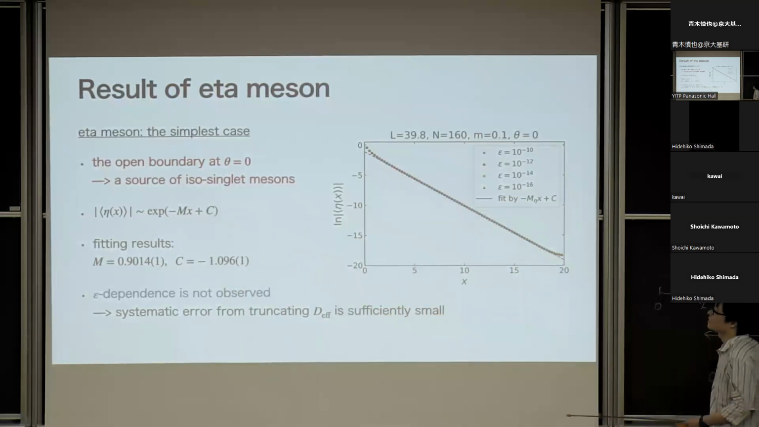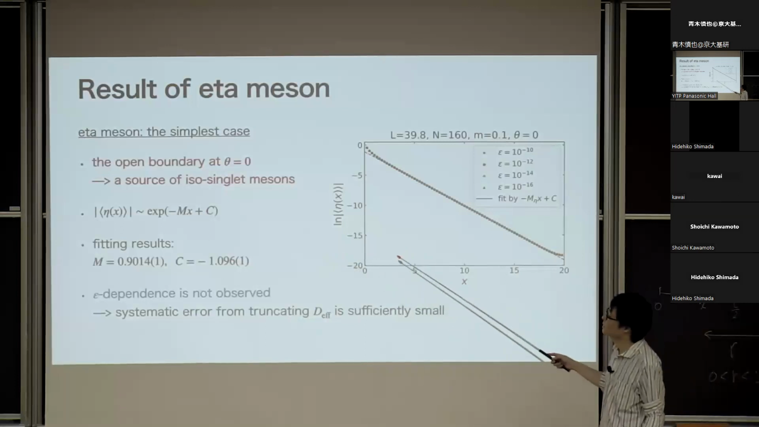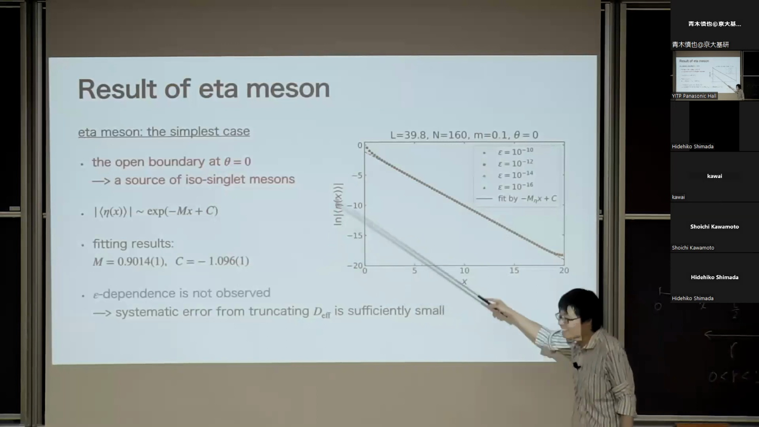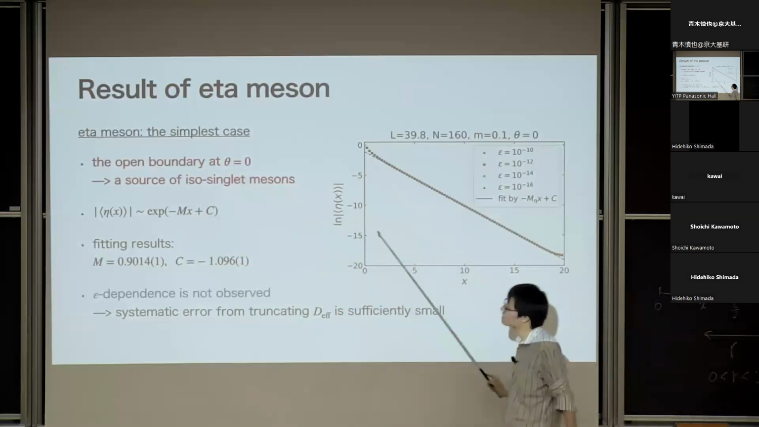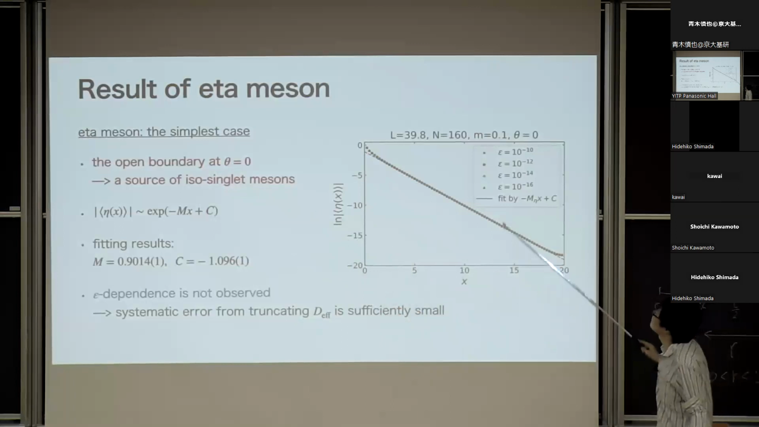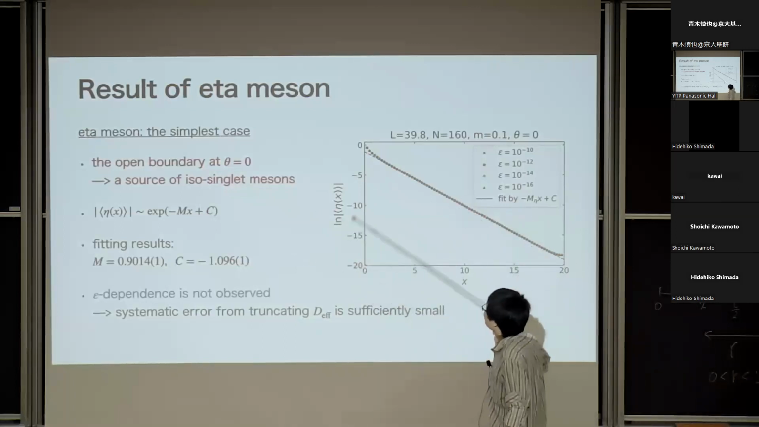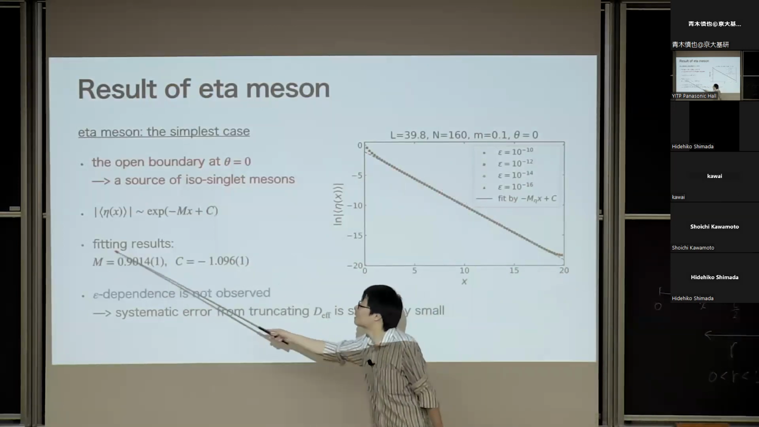So in this case, your claim is that you interpret this one-point function of the eta prime, eta meson, as equal to a two-point function with eta and some unknown operator. Yeah, I see. It's a mixture of isosinglet operators. Yes, and by fitting this slope, we can reach the mass.